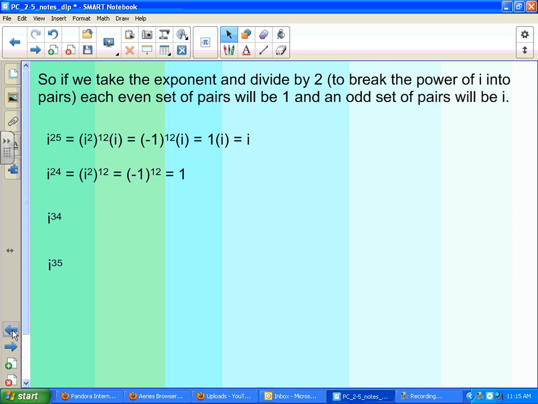Basically divide the power by 2 and you'll always have 1 left over, every time. All right, why don't you guys knock those 2 out for me real quick. i to the 34th and i to the 35th. What am I going to get?